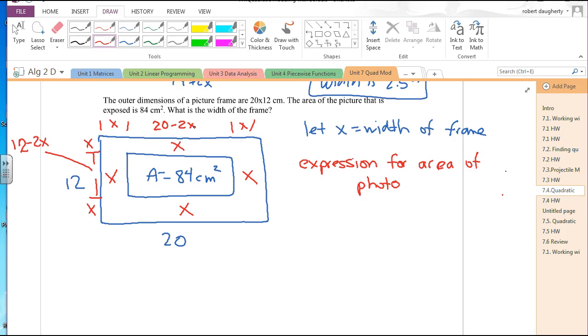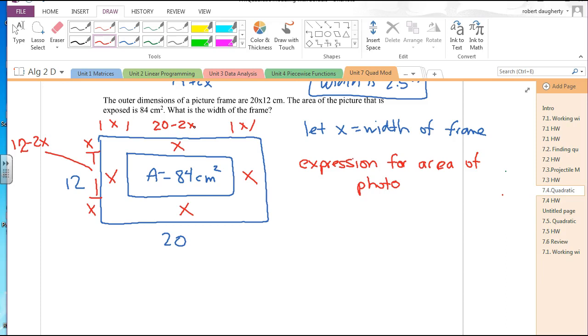If I give you the outer dimensions and you're solving for the inner dimensions, you're going to have a minus 2x somewhere in that equation. If I start with the inside dimensions and ask you for the outer, you're going to have a plus 2x. So the model for this is going to be, what's my expression in terms of x for the area of the photo? What is it?